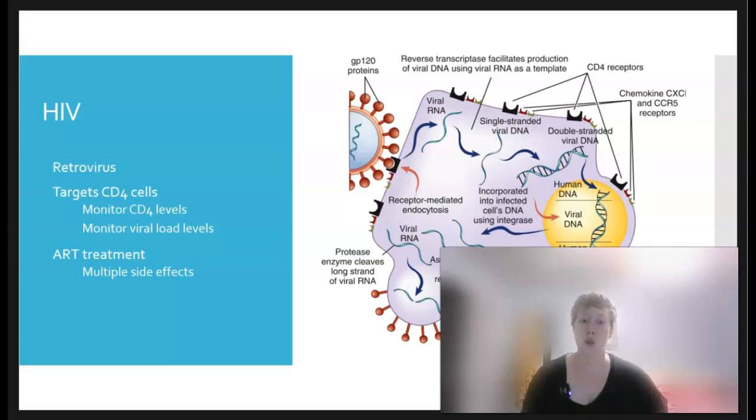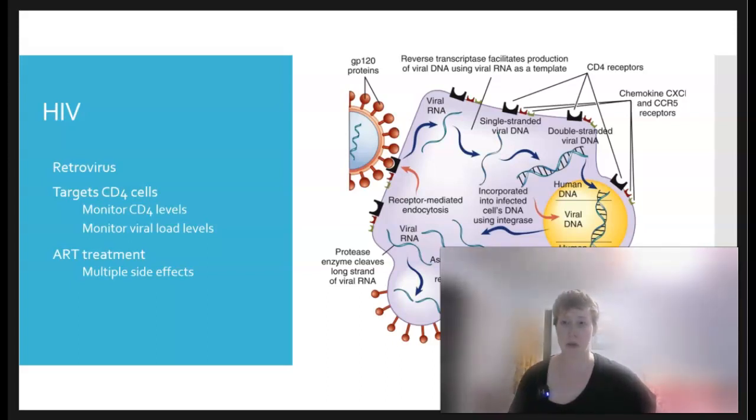So HIV is a retrovirus, which is a fancy way of saying it replicates backwards, so RNA to DNA. It targets our CD4 cells, which it can actually destroy about 1 billion CD4 cells a day. So we're monitoring our CD4 levels, which we want the patients to have good CD4 levels. And then we're also monitoring viral load levels, which means we're basically monitoring how much virus we can see in the blood. We want to get that viral load level down to undetectable, because if we can get it to undetectable, then generally it's not transmissible.